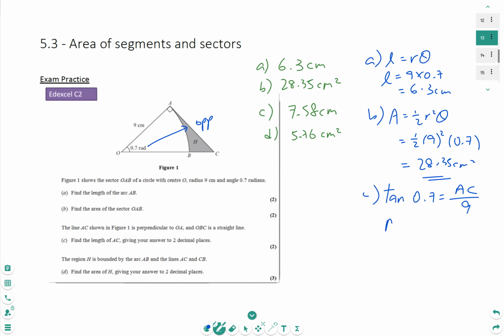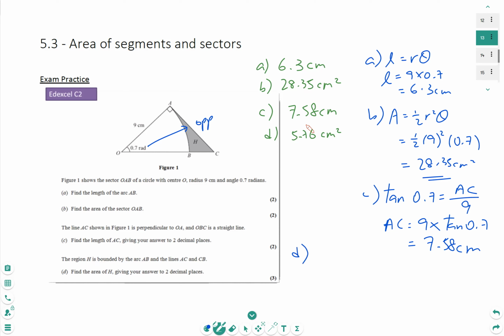So if we multiply by 9 over, AC equals 9 times tan 0.7. Use our mighty calculator. Make sure you calculate in radians, please. Radians, radians. If you go in degrees, you will have got it wrong. And that's 7.58 centimeters.